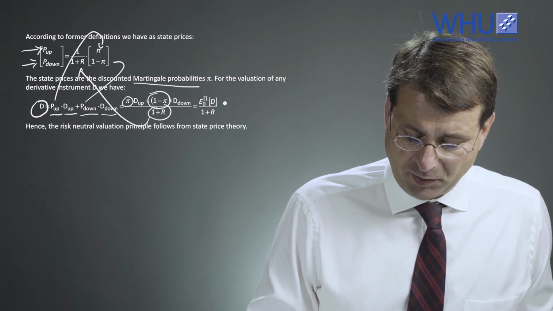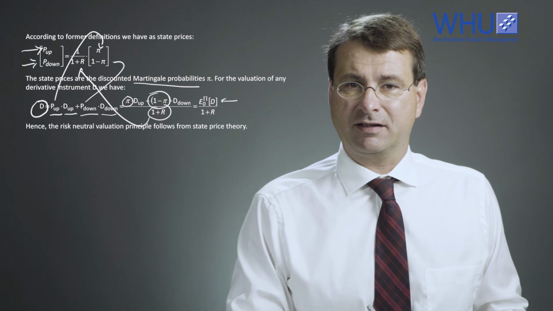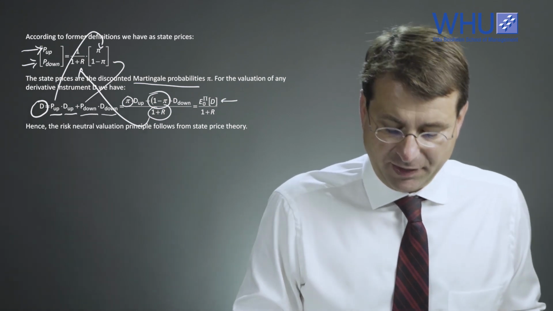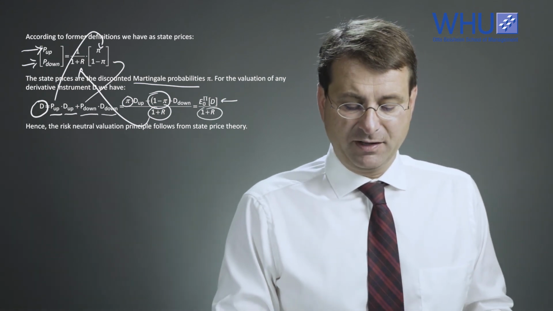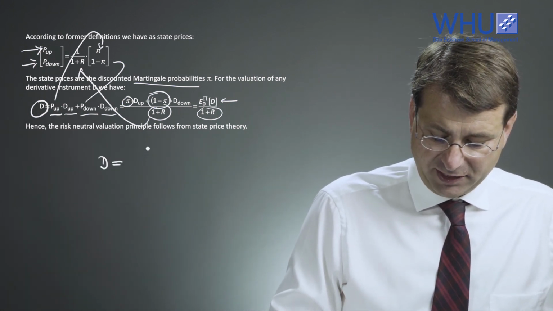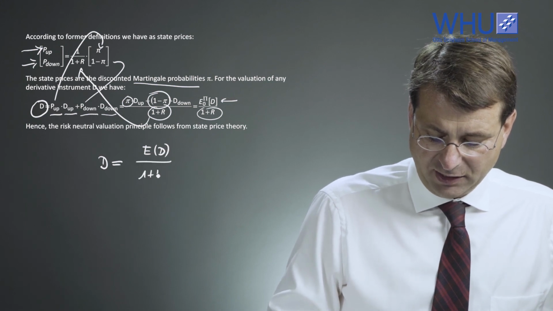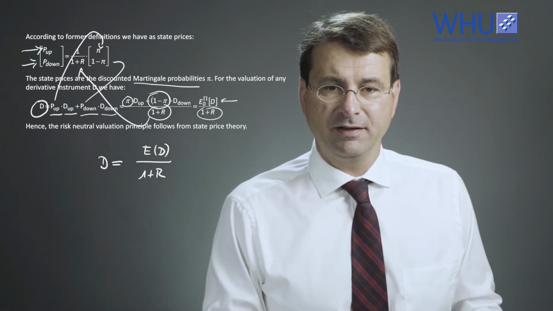Now, if we interpret pi as a kind of probability, a martingale probability, we can then say that the expression in the numerator here is the expected value of D, where D is the payoff of the derivative. And that is discounted with 1 plus r. In other words, in order to obtain the price of the derivative today, we calculate the expected price of the derivative in the future and discount it with 1 plus r. Now, because we discount something which is risky with a riskless rate, this procedure is called risk-neutral pricing. So we price the derivative risk-neutrally.